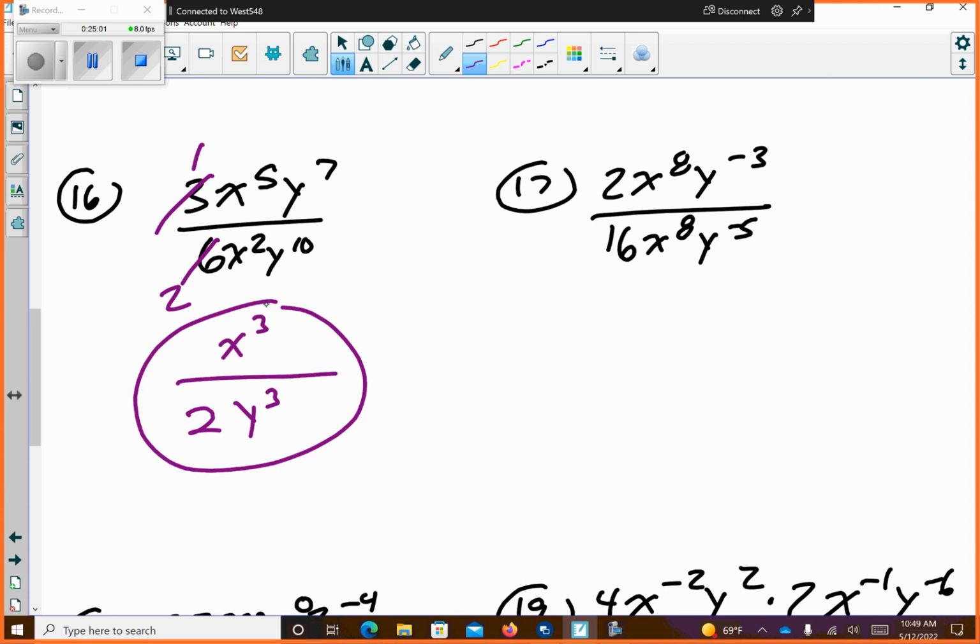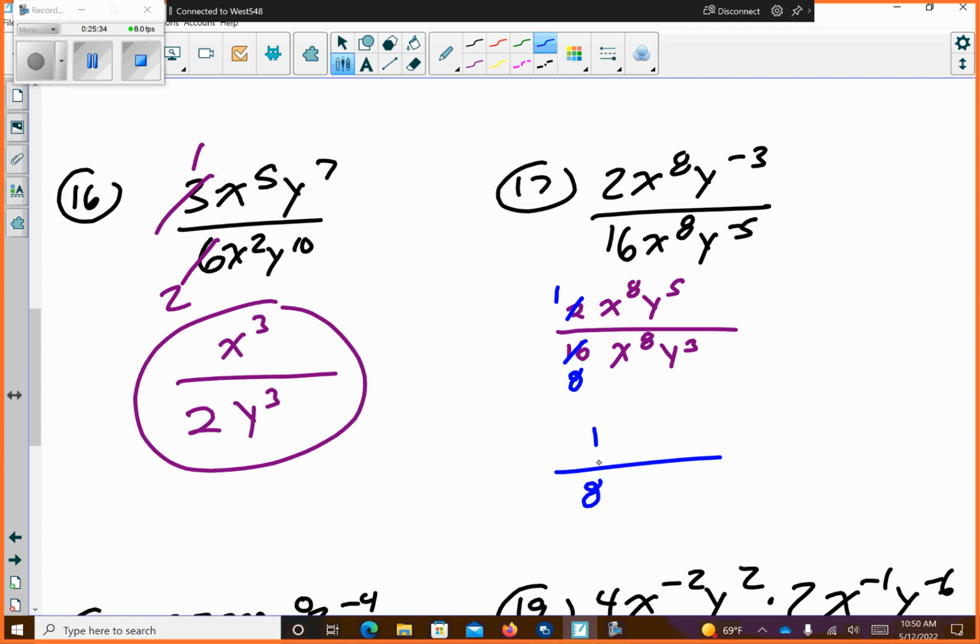Number 17, I have negative exponents, so I'm going to rewrite the problem. Getting rid of, just moving the exponents. So y to the 5th moves up. I have this up. This one's written down right, yep. Y to the 3rd. All right, so now I don't have negative exponents. So 2 goes into itself once, goes into 16 8 times. So I get 1 over 8.